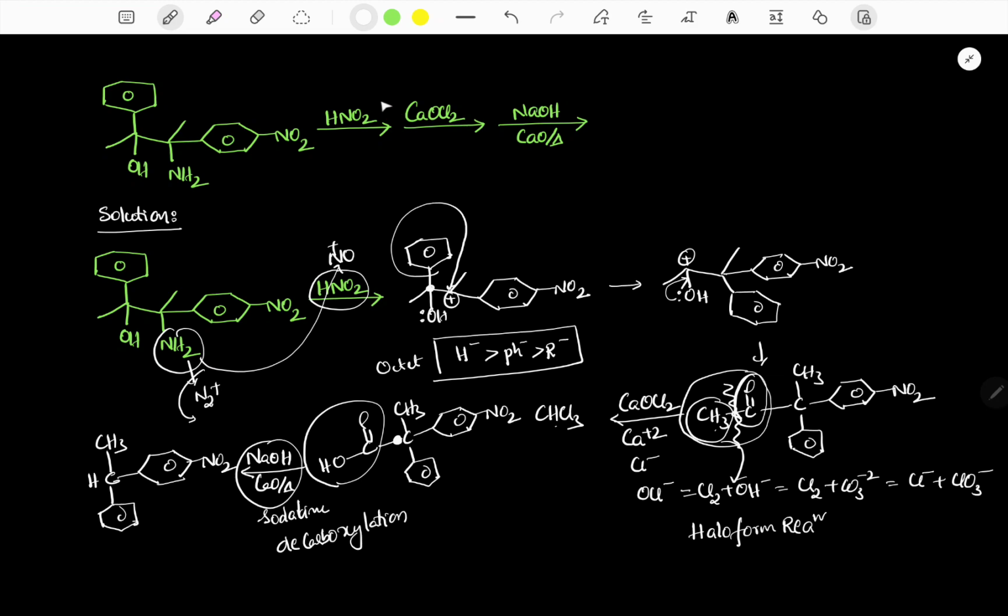The first reaction is a pinacol type reaction, pinacol-pinacolone. The second reaction is haloform. The third reaction is decarboxylation.